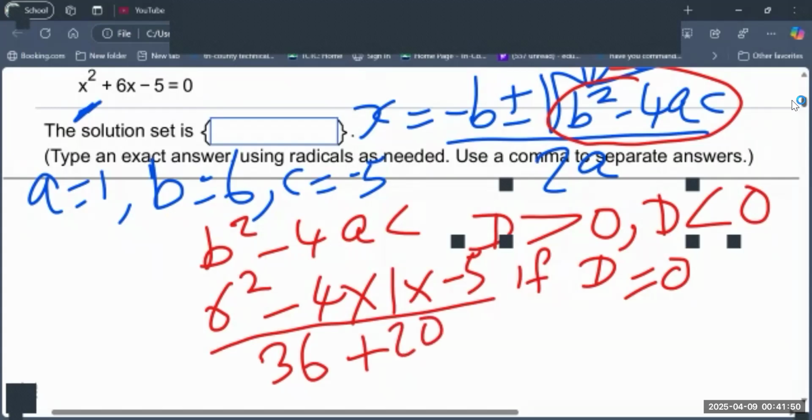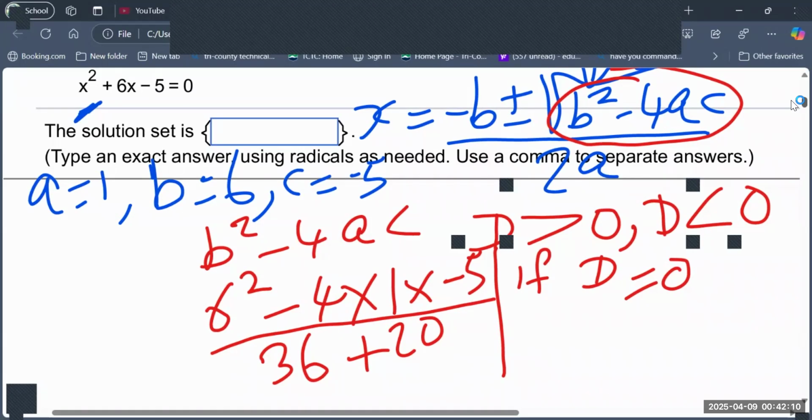So the sum is positive. 36 plus 20 is 56. So the discriminant is positive. It is 56. So now I can find x. x is equal to -6 plus or minus the square root of 56.